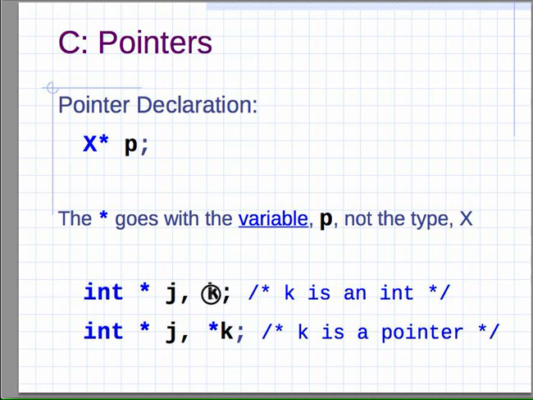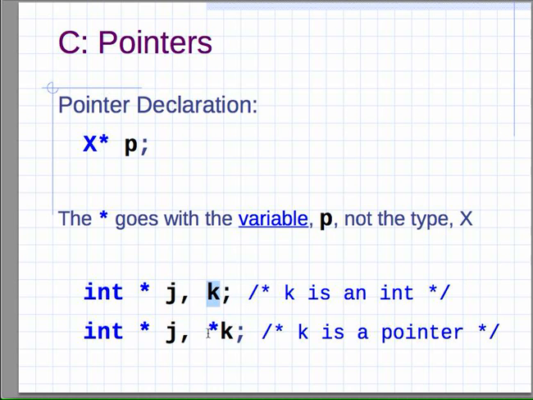K is just an int according to this declaration. If you want K to be a pointer, you have to use star K. So that's why we say that the star goes with the variable name, not with the type, even though it is quite commonly shown as being type star. The interpretation according to C is that the star goes with the variable name. And so in this case, the star goes with the J, and it says J is a pointer to int. In this case, there is no star next to K, and so K is just an int.